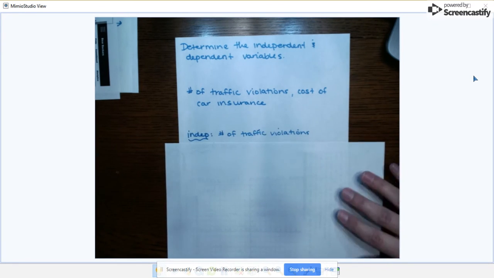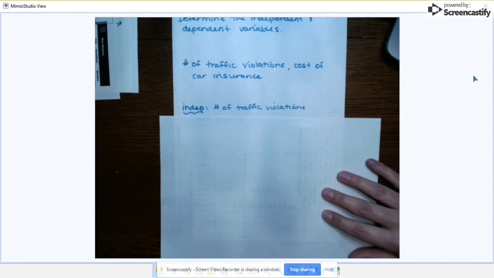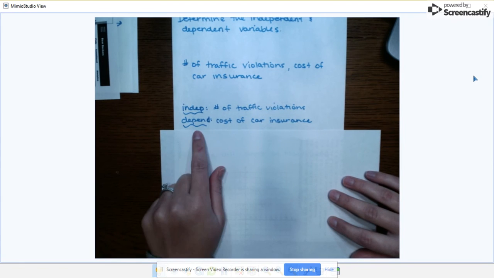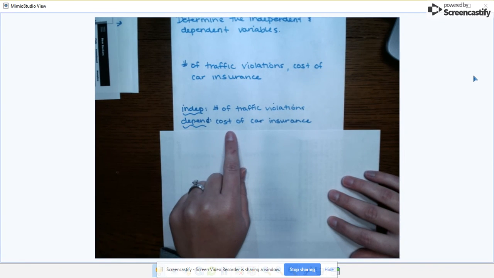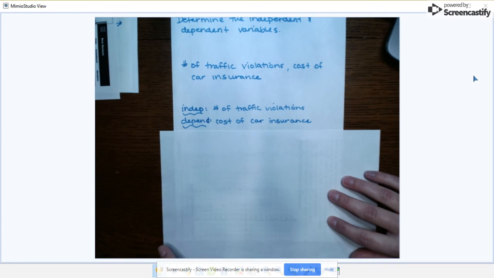So the independent variable is the number of traffic violations. That directly affects our dependent variable. So our dependent variable would be the cost of our car insurance. Okay, that car insurance price depends on how many times you get pulled over.